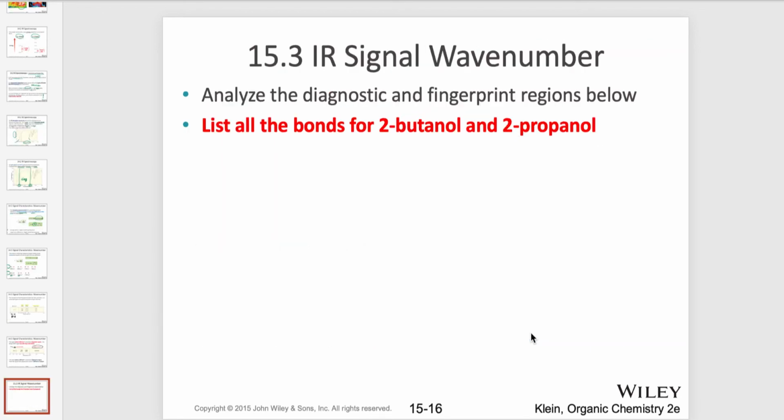So if you were to analyze the diagnostic and fingerprint regions, it sometimes is difficult to tell the difference between two compounds. There are some drawbacks in IR spectroscopy, especially if we were to look at two alcohols, right? So if we have 2-butanol and 2-propanol. So the way you go about it, and this is something you can pause the video and think about, what does the structure look like? How many bonds do I have? We have carbon-carbon bonds, carbon-hydrogen bonds, a carbon-oxygen bond, and also an oxygen-hydrogen bond.